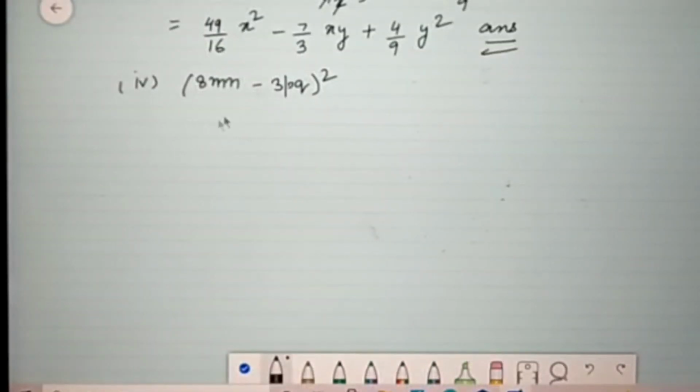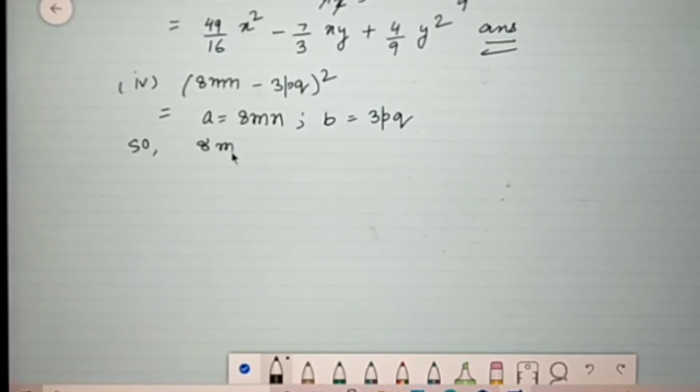Now let's begin this fourth part. This is the square of (a - b). What is a here? Here a equals 8mn and b equals 3pq. So the formula is a square minus 2ab plus b square. So we have (8mn - 3pq) whole square.